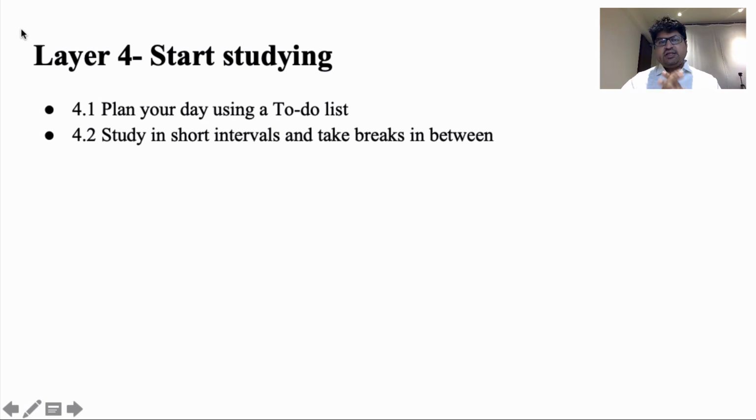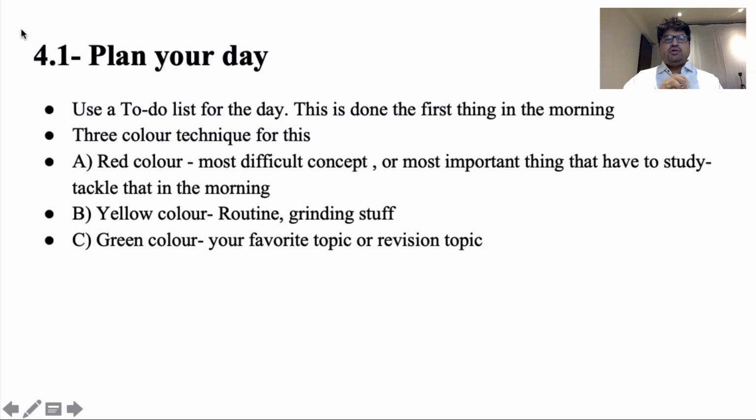So when you're starting the studying process, you need to do two things. One is make a to-do list every day to plan what you're going to study in that day. And second is use the Pomodoro technique. We discussed this earlier. Basically, you need to study in short bursts of 25 minutes with a 5 minute gap. We'll discuss this in a minute. So how to plan your day, how to use a to-do list.